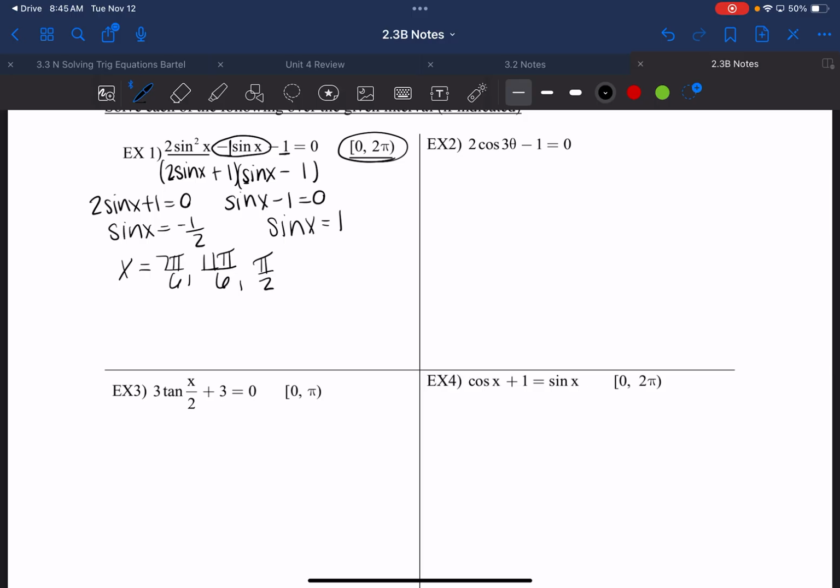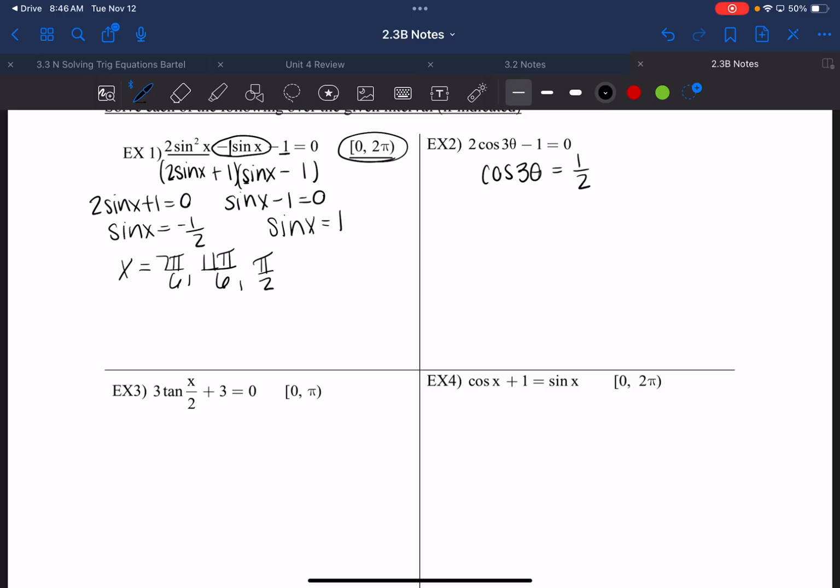Example number 2. This one did not give us a domain, right? It's not restricted. So this would be one of those answers where we might need to put plus or minus some specific amount. Okay, so for example number 2, we've got 2 cosine of 3 theta minus 1. So let's just work on getting the cosine of 3 theta by itself. What would we do? Add 1, and then divide by 2. So I'd have cosine of 3 theta equals 1 over 2, right?